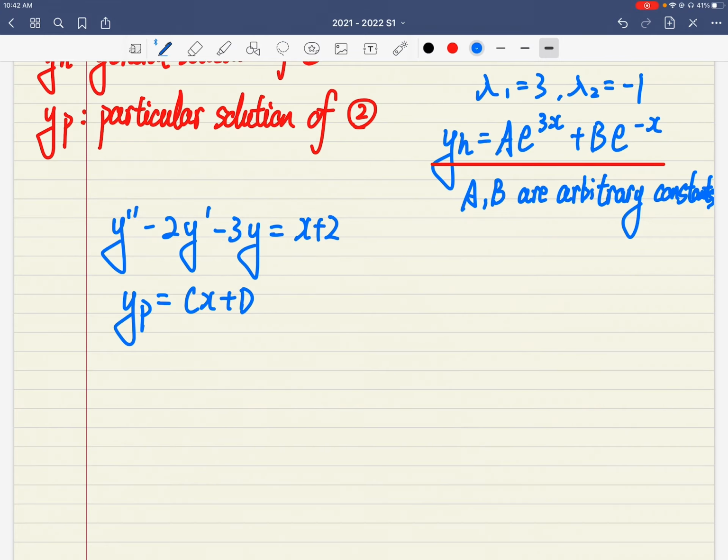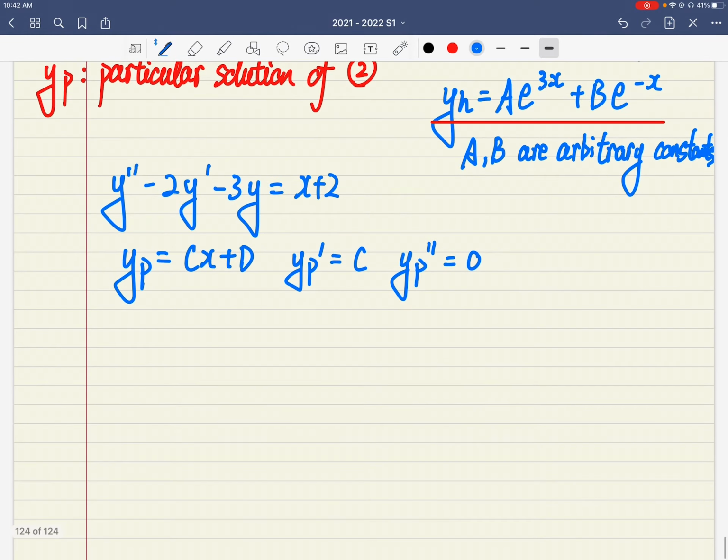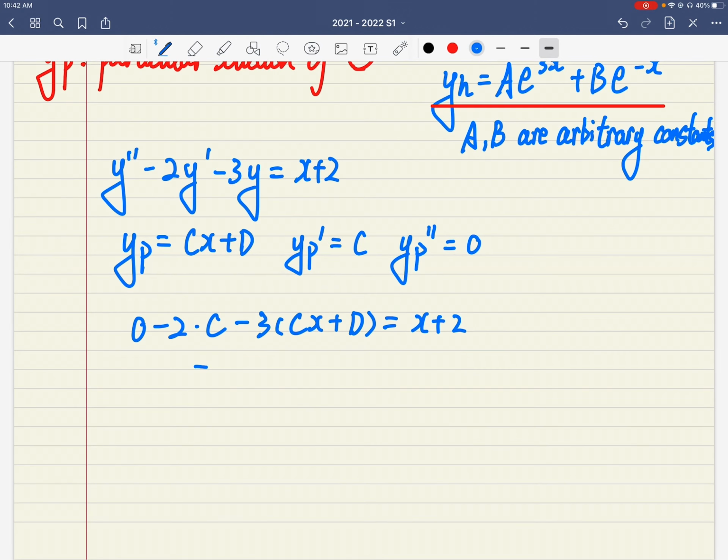Then all you need to do is to differentiate it. So it's C, and then differentiate it again. You differentiate a constant, it will be 0. Then substitute in: 0 minus 2 times C minus 3 times Cx plus D is equal to x plus 2. Then you organize everything, so it's negative 3Cx minus 2C minus 3D is equal to x plus 2.